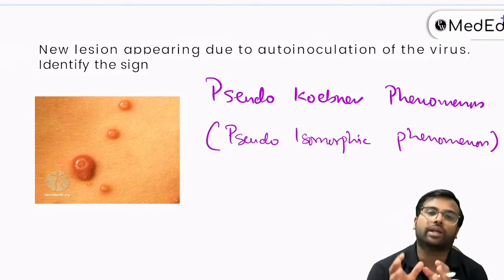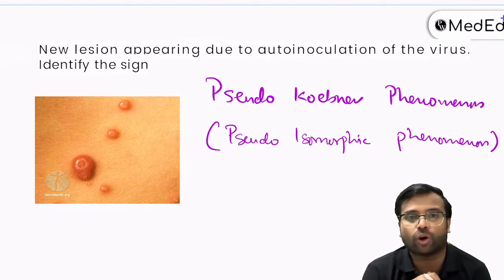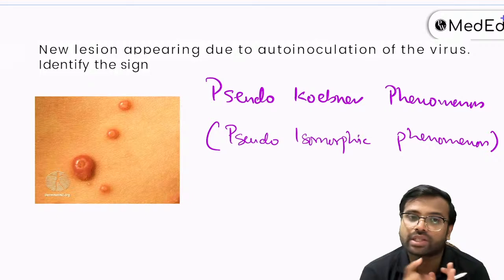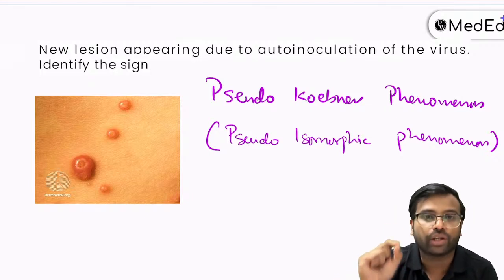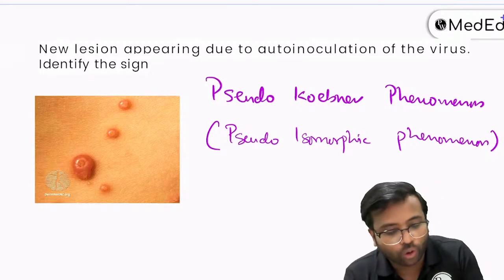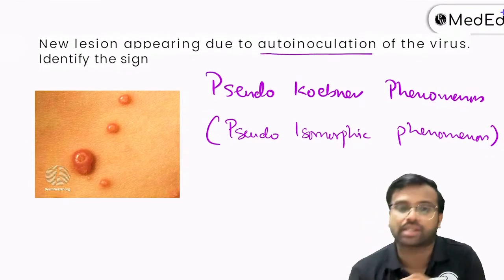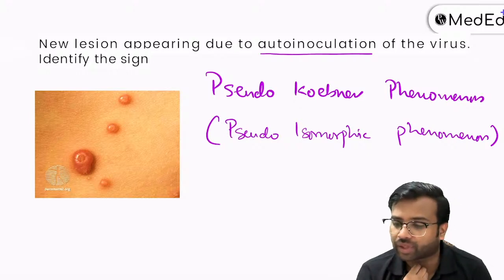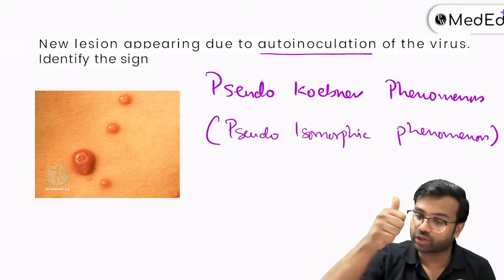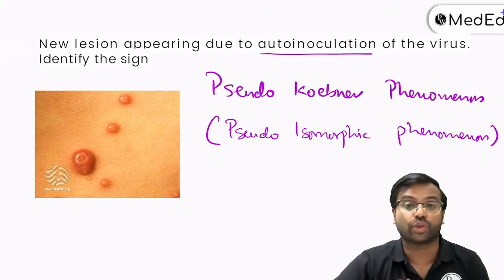Now let us try to understand what pseudo Koebner phenomenon is. Now just read out the sentence. A new lesion is developing due to auto-inoculation of the virus. Okay, due to auto-inoculation of the virus. Very good Kalai, you're answering it right. This is called pseudo-Koebner.